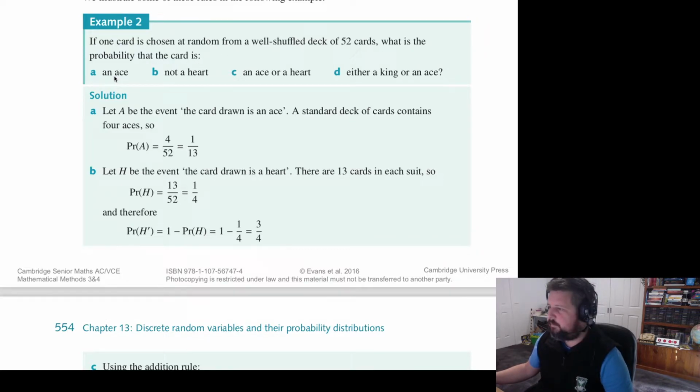Yep. So again, we know that there are 4 aces in a deck of cards. So again, there's going to be 4 out of the 52 sample space. Again, that can be simplified down to 1/13.